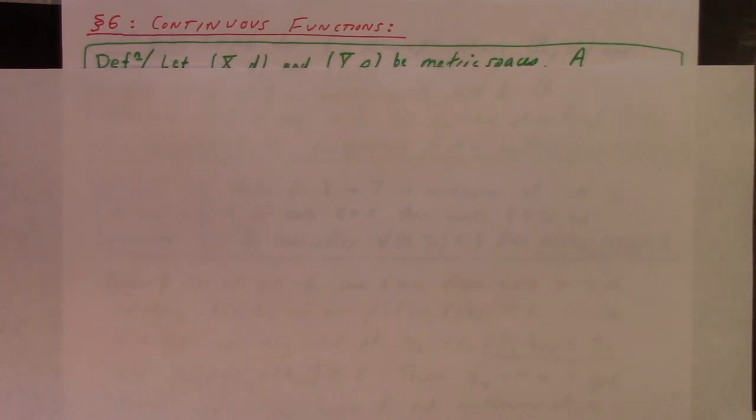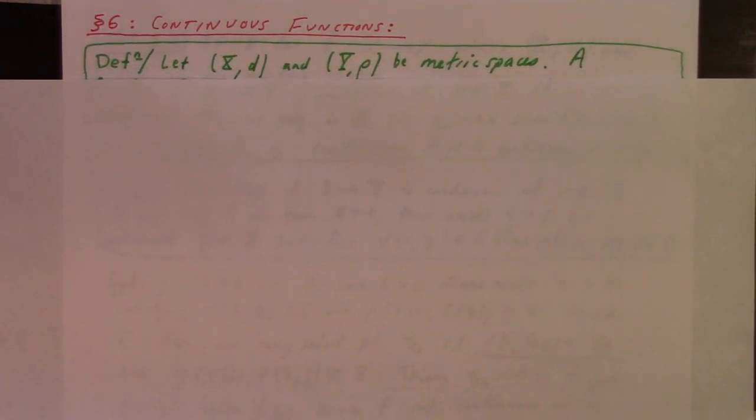So here it is. I'm going to talk about the remainder of Chapter 1 in Gamelin and Green. I talked about this a little bit in class already, but I think I'll do it again. Section 6 is on continuous functions.